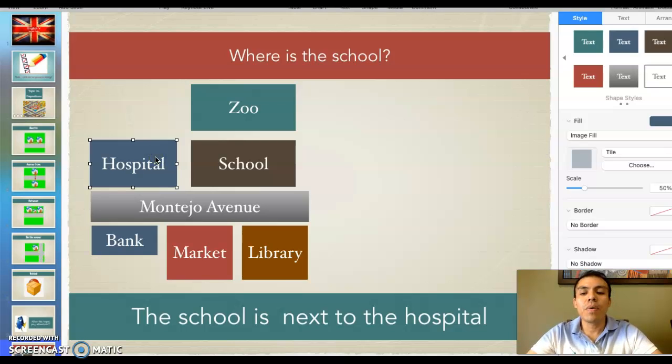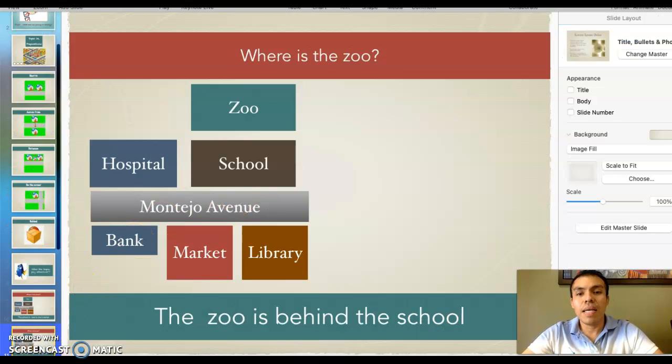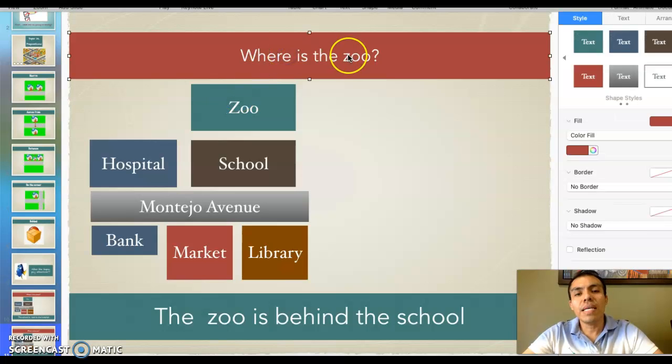Here we have 4 parts. The school, number 1. The place, number 2. Verb to be, is, number 3. Next, the preposition, next to. And finally, the place, in this case, the hospital. 4 parts. Excellent.